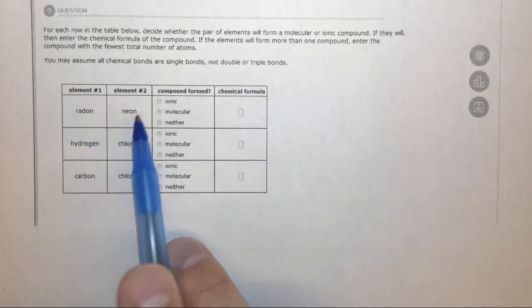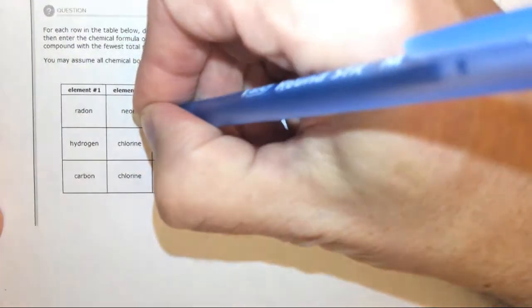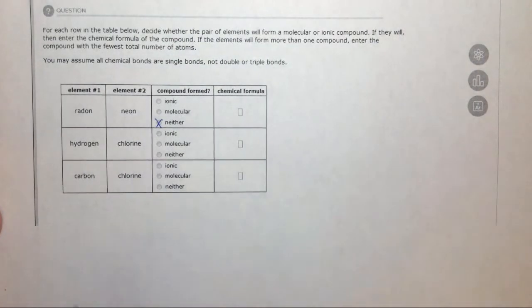So, radon and neon. These are both noble gases. These are not going to form any type of compound. So in this case, we have neither.